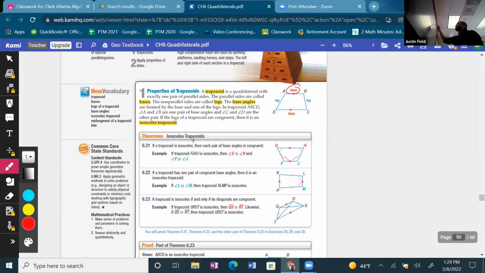So first of all, a trapezoid has two bases and the legs are the other sides. An isosceles trapezoid has congruent legs. Leg one is congruent to leg two. And the base angles are congruent. If it has one pair of congruent base angles, it's an isosceles trapezoid. Oh, congruent diagonals.